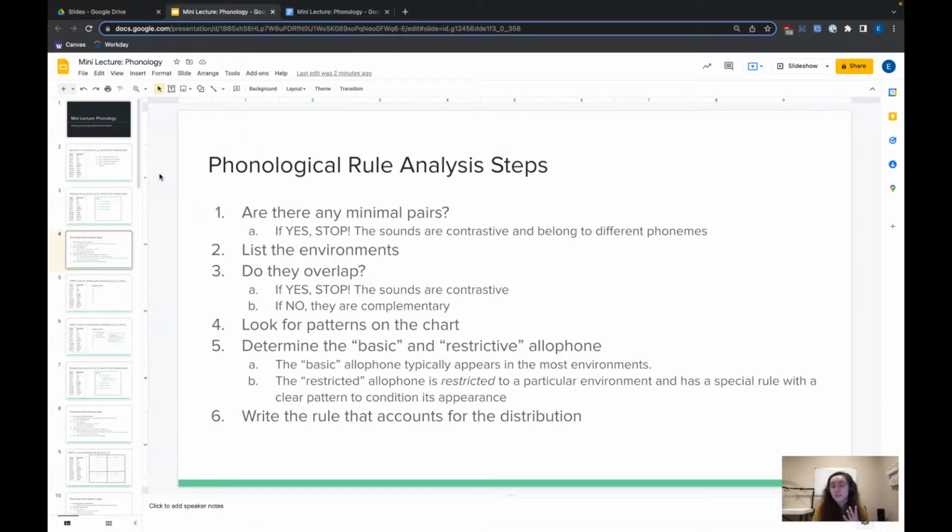So step 4 is looking for any patterns you can find in the chart. And then step 5 is determining which allophone is the basic one, which appears in the widest range of environments, and which one is the restricted one, which appears in a particular kind of environment. And then once you figure that out, you are able to write your rules.